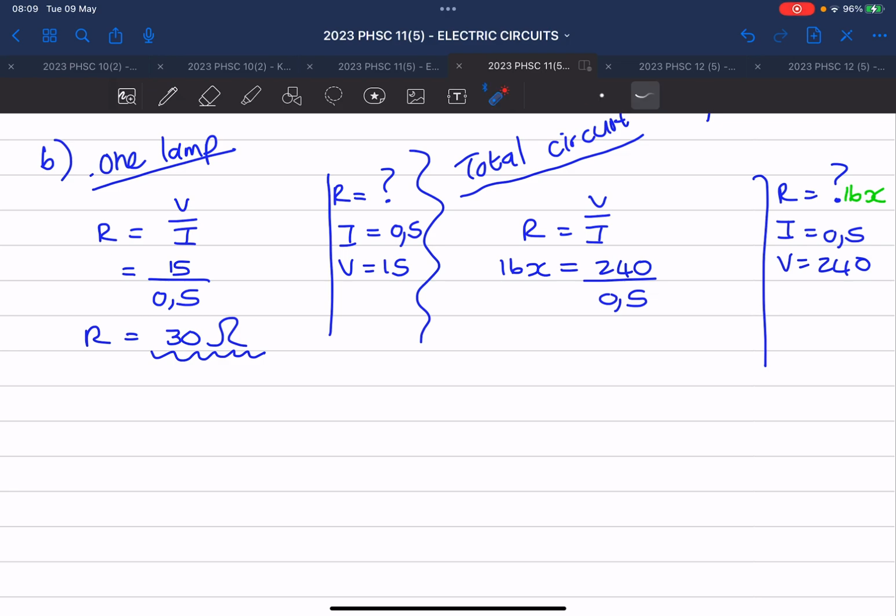And then to get X, you have to type in your calculator 240 divided by 0.5, divided by 16. That gives 30. Let's keep going. 30 ohms.